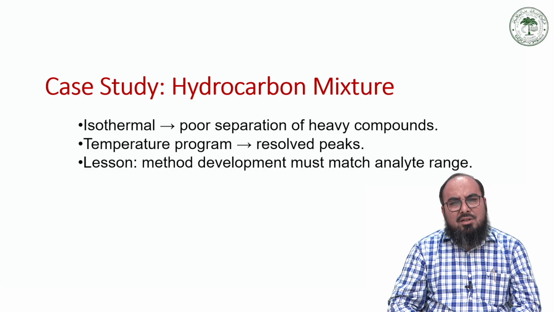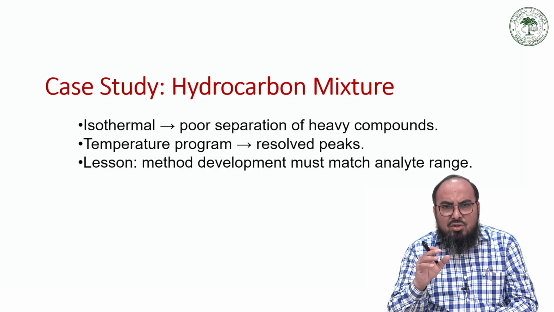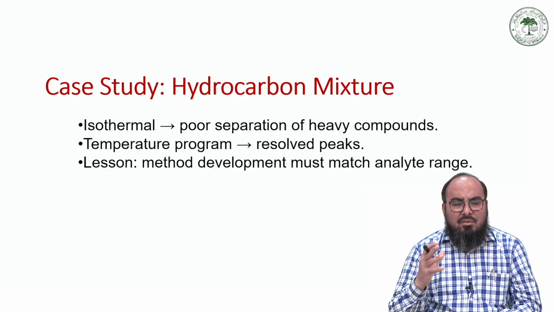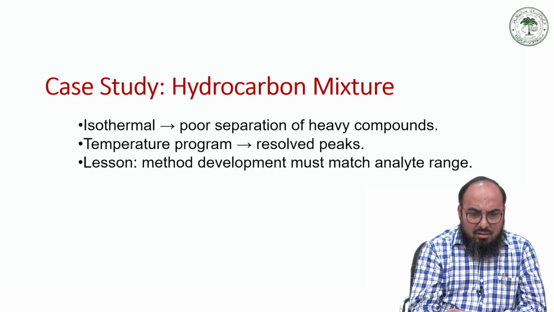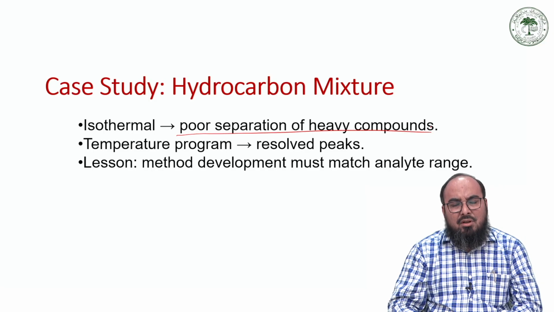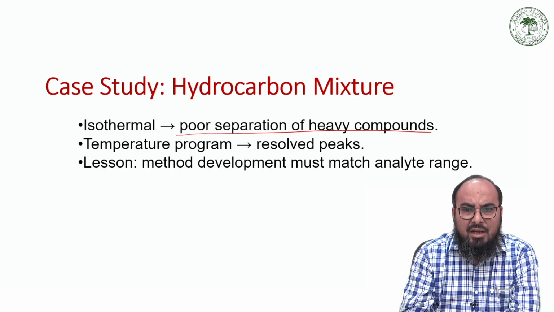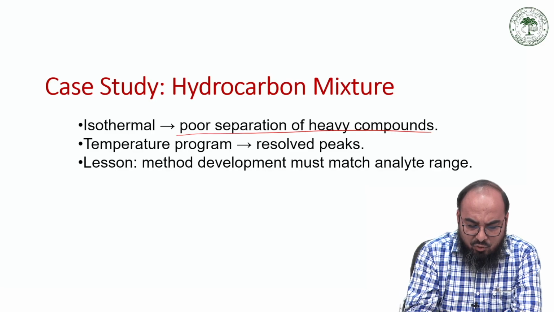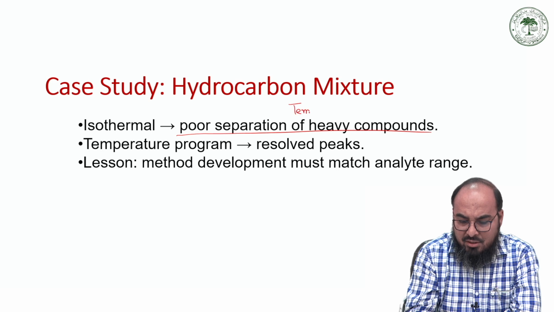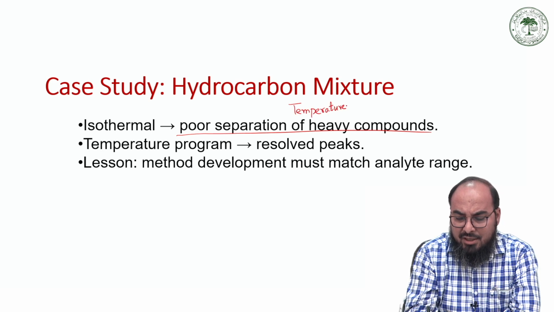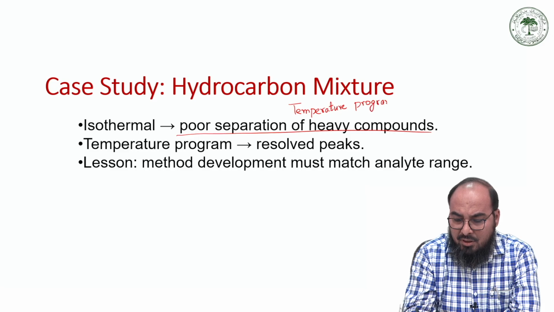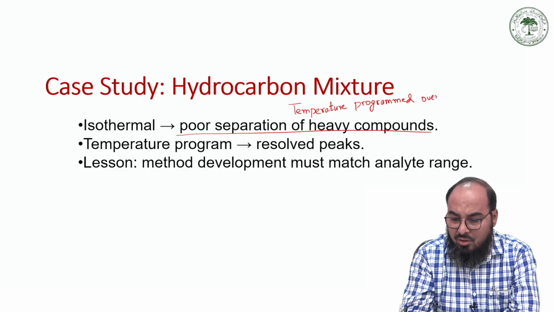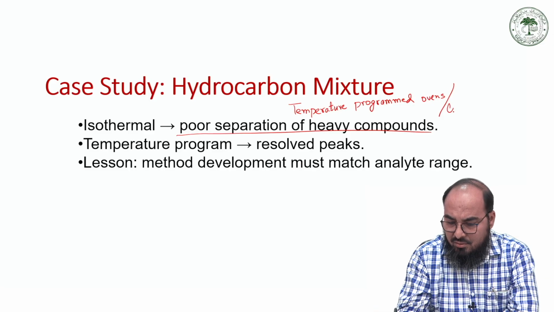So let us study a few cases. For example, a hydrocarbon mixture. If you are using an isothermal system or isothermal oven, then you get poor separation of heavy compounds because they have a high boiling point. So in the case of heavy compounds, or compounds which have a high boiling point, you always use temperature programmed ovens. Temperature programming we have already discussed. Temperature programmed ovens, or you can say temperature programmed columns also.